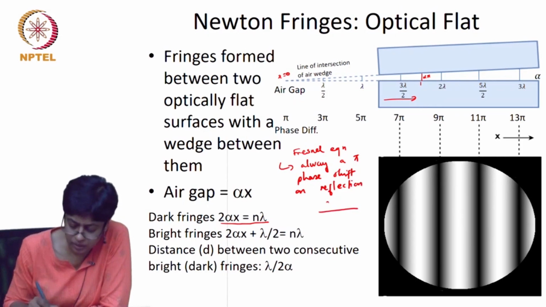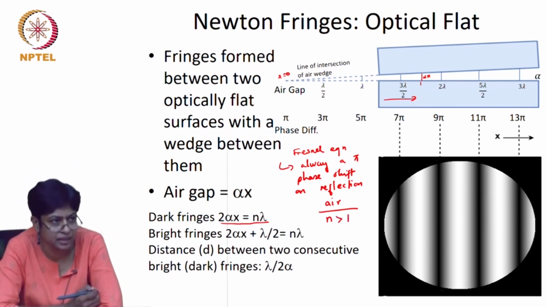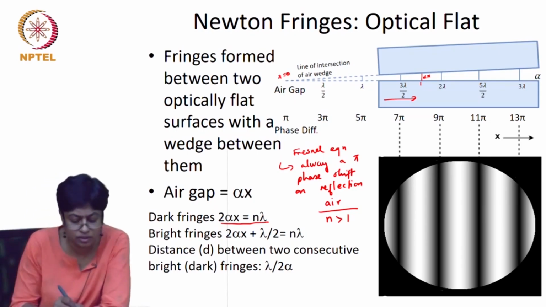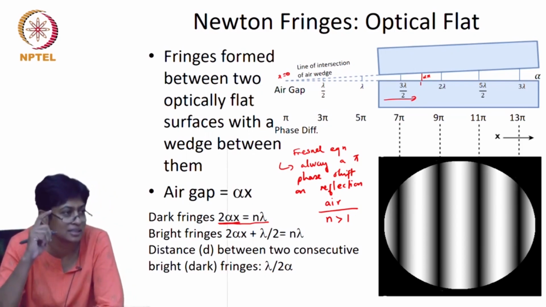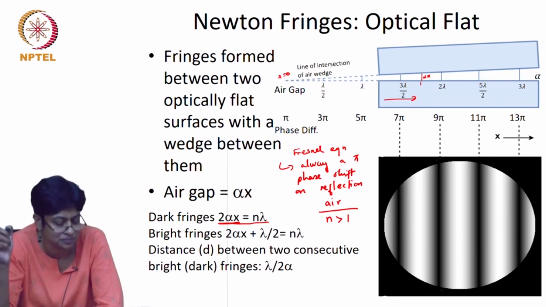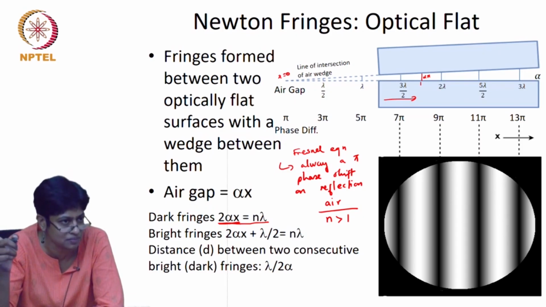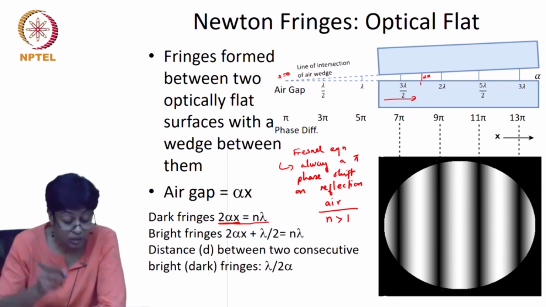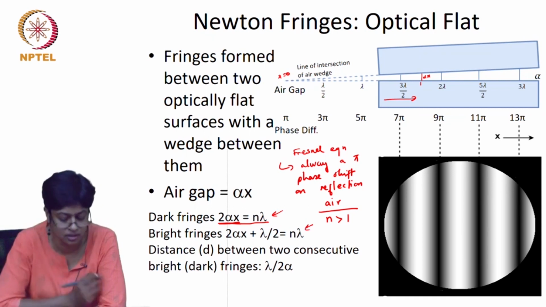On reflection, when you have air and some n which is greater than 1, then you have a pi phase shift. So there's an additional pi phase shift that's arising. If you look at this 2 alpha x, that distance, that's only taking the phase change that has occurred due to the path length. You need to take into account all of the phase changes to get the interference condition. So because of that extra pi phase shift, the dark fringes occur here and therefore the bright fringes occur here.